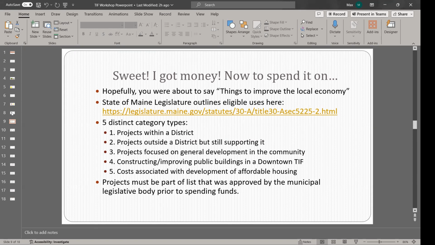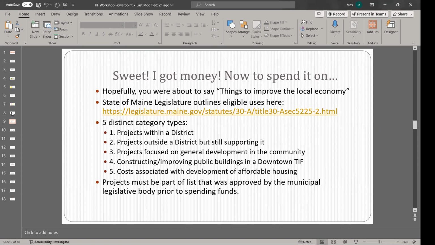You have the TIF fund together. The tax revenue is starting to come in, and you think, great, this can go to all these great projects now. Well, there's a limit. First of all, the state of Maine legislature does outline the eligible projects that this can be used for. I do have the link on here, and unfortunately, I'm not going to have anything to really show everyone tonight because it's a very long list.